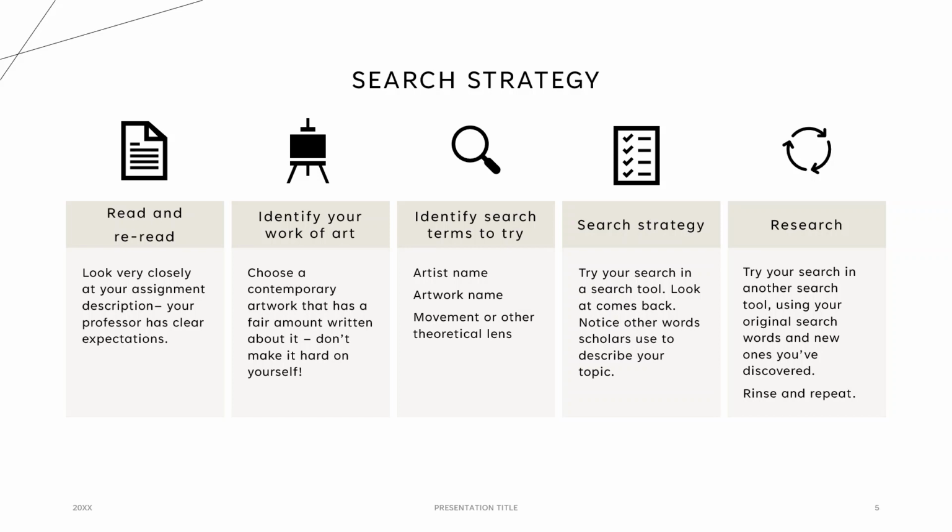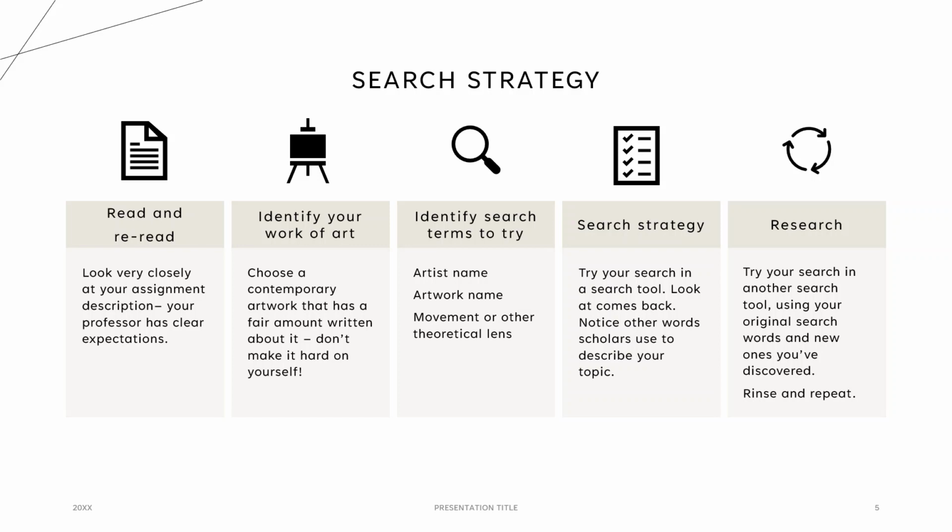We're going to be looking at different search terms, and the search terms are pretty straightforward, really. Artist name, artwork name, the movement or theoretical lens that you're looking through, and there may be other words that scholars use to describe this lens, so keep an eye out for that in your search results. Look at the language scholars are using to describe your search.